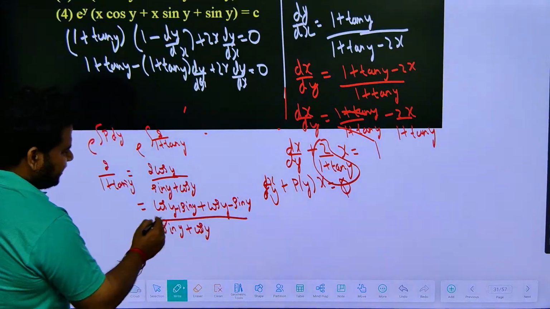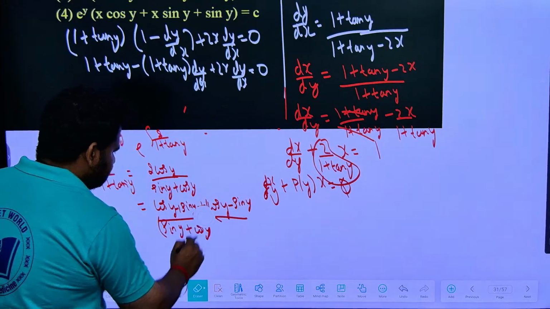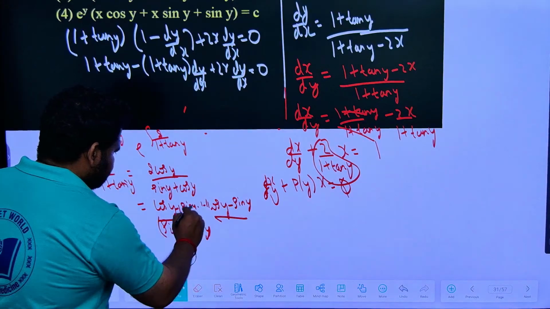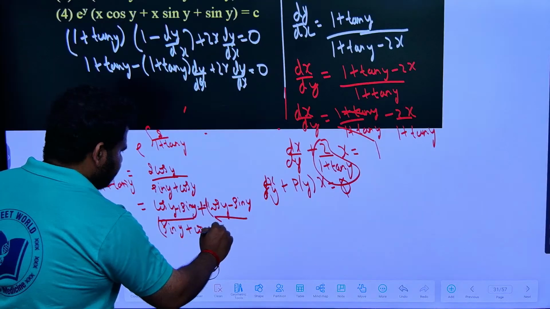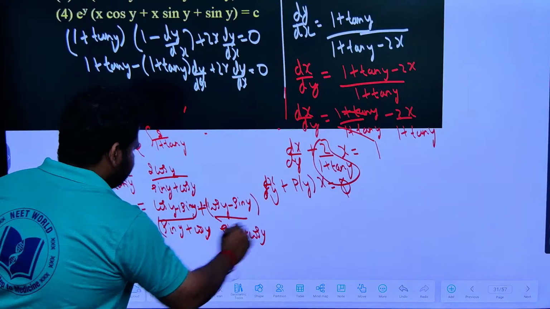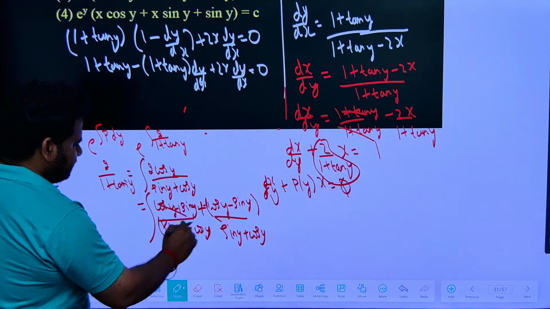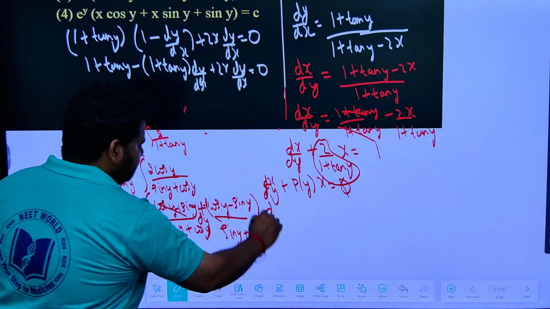If I separate and divide it, this will become sin y plus cos y by sin y plus cos y, plus cos y minus sin y by sin y plus cos y. This is what I will be having. Now I put the integral sign. If I cancel, this will be 1 dy.